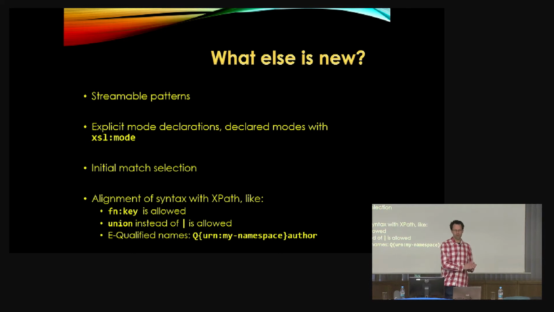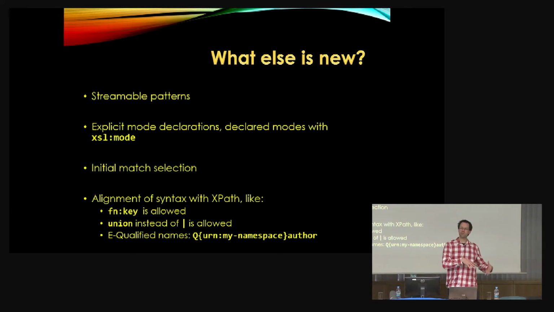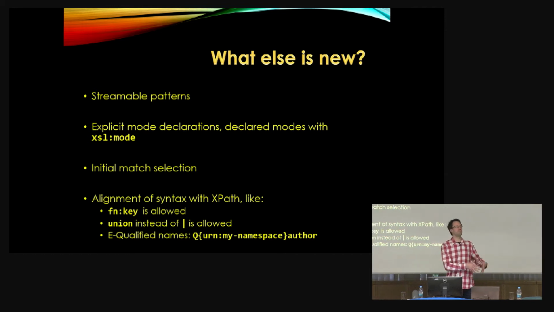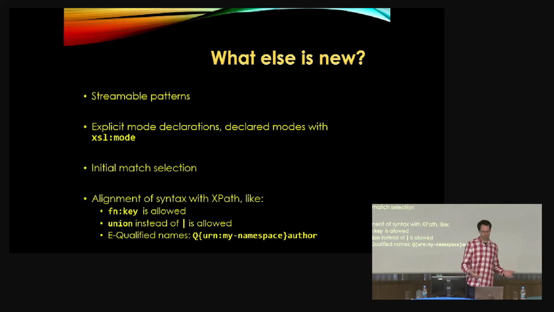What else is new? Quickly, streamable patterns. A pattern itself is not streamable, but it has to abide certain rules to make the template that it belongs to streamable. Explicit mode declarations allow you to have more control over what a certain mode does when, for instance, there's a non-match or whether there's a duplicate match. Initial match selection, when you start your processor with apply-templates invocation, you used to only be able to give it a document node. Now you can give it any sequence of items or a bunch of documents, whatever you like.